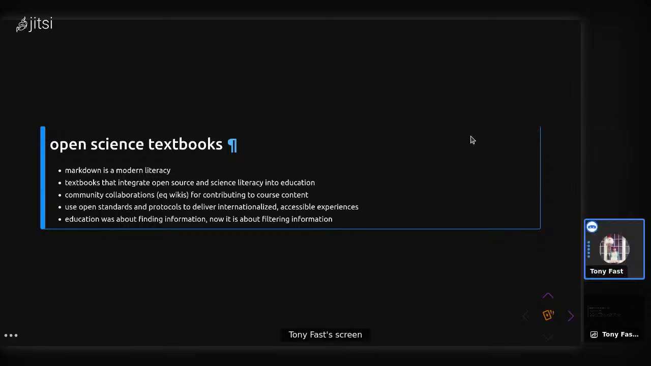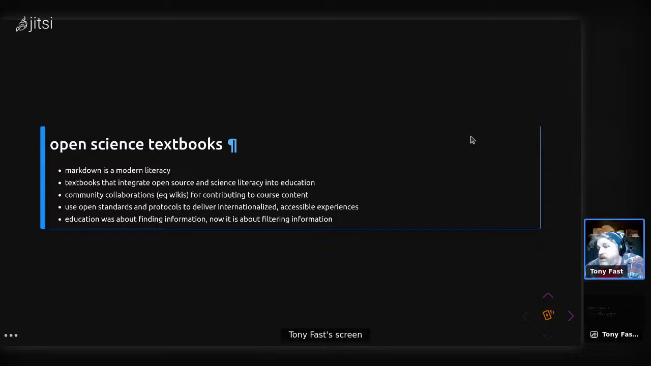And open science requires new literacies, and one of them is that Markdown is a modern literacy. So teaching students how to contribute to Markdown, write Markdown, and order emphasis and hierarchy in their content is important. We want to figure out how we can integrate open source and science literacy directly into education as a hands-on vocational sort of training.